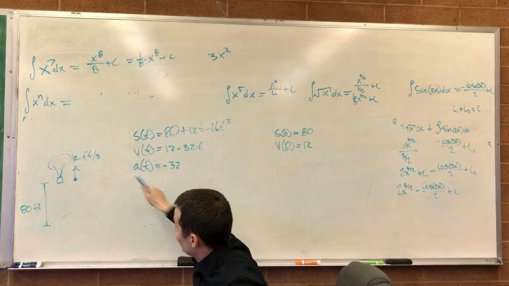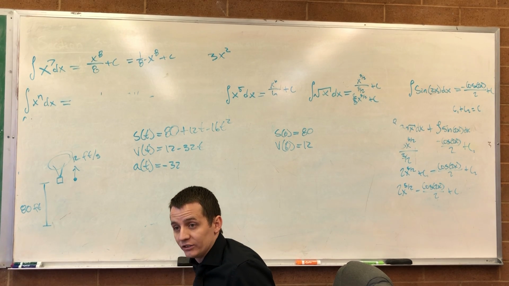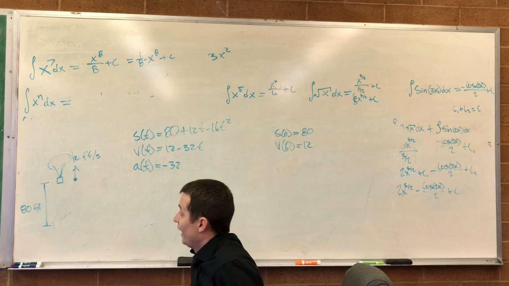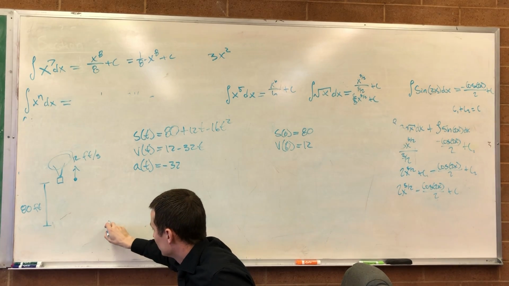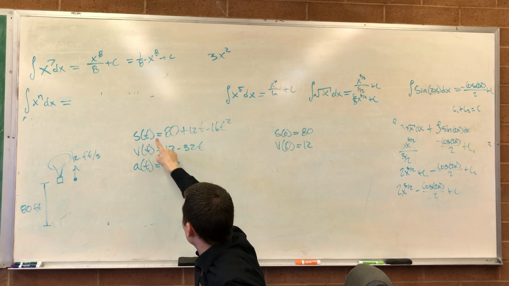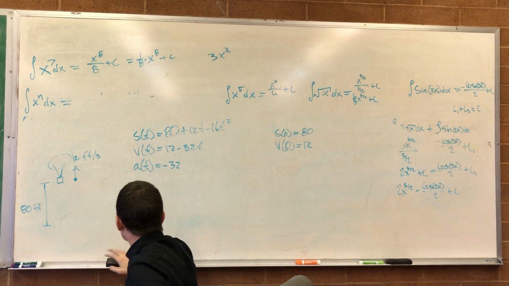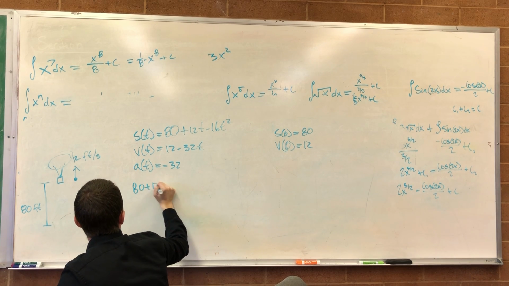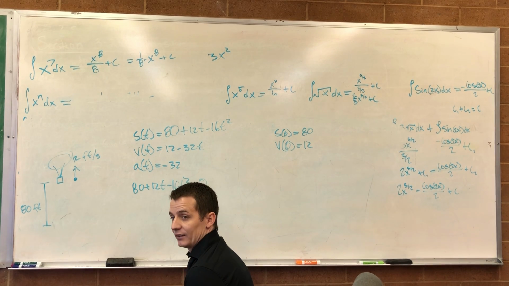So I want to know where is this thing going to hit the ground? Which is asking the same question as, how much time did it take? When does it hit the ground? But what do I know about when the package hits the ground? How high is it? 0. So what's s of t? 0. So I want to know where is this equal to 0? 80 plus 12t minus 16t squared is equal to 0. Where does that happen?